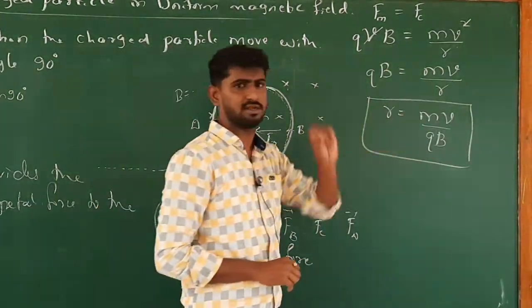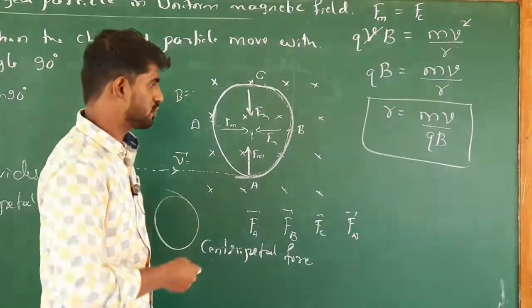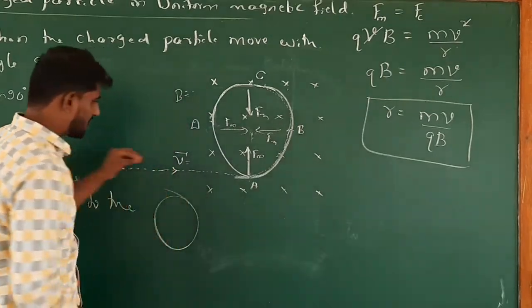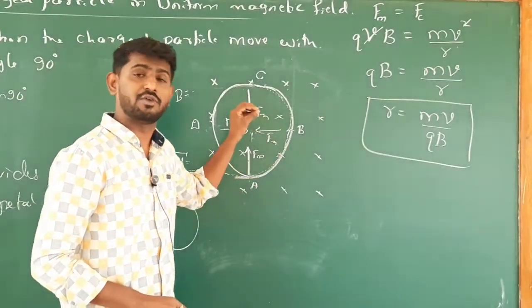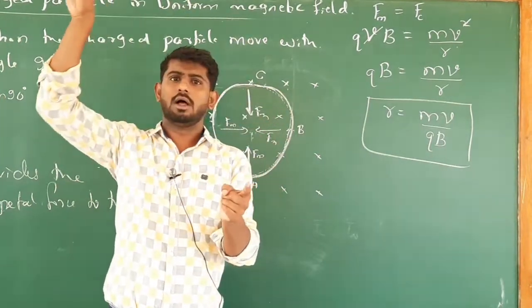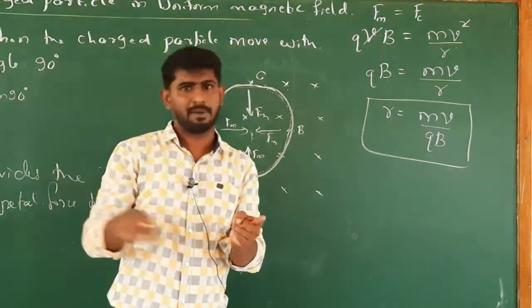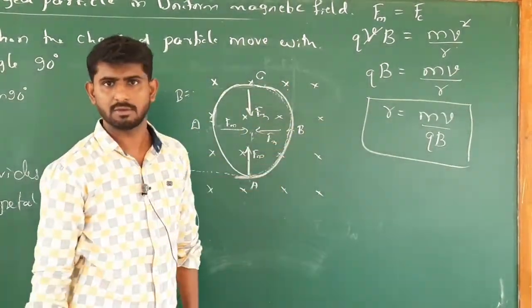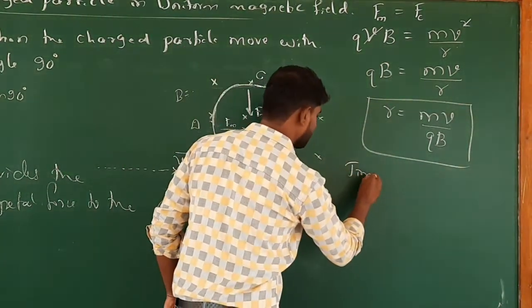Okay, it's one important result. Next question: is it a periodic motion or not? Once we allow the charged particle to enter the uniform magnetic field at 90 degrees, it starts to repeat its motion in the circular path. And then the question arises, how much time does it take to complete one rotation? Which is called the time period.